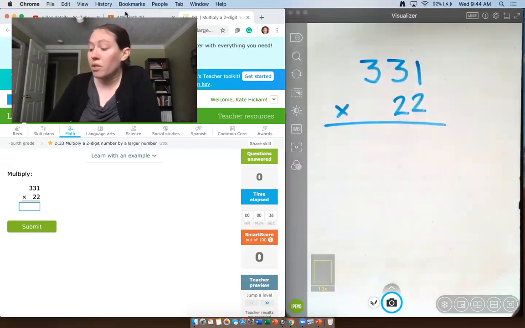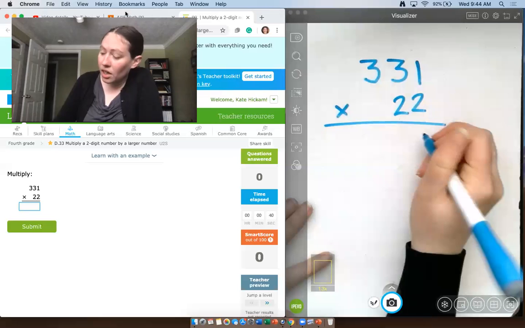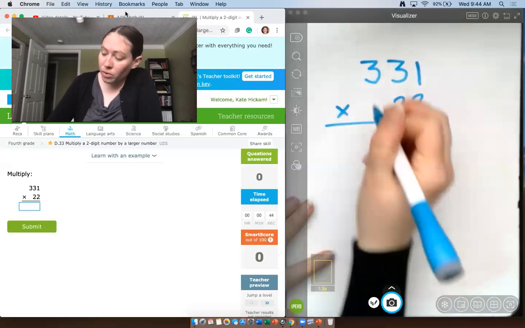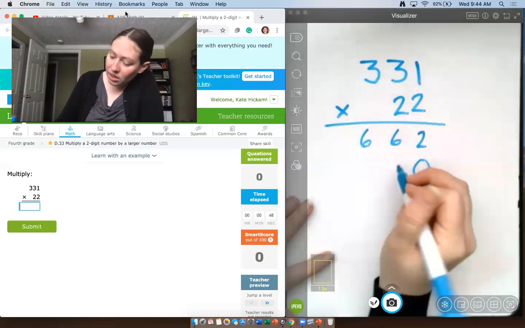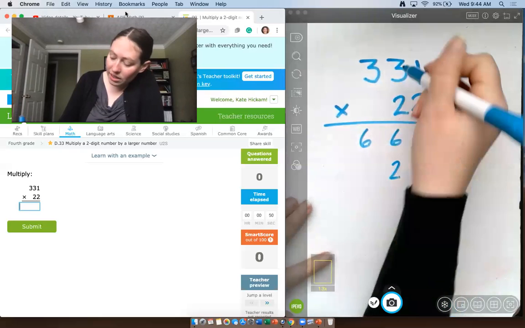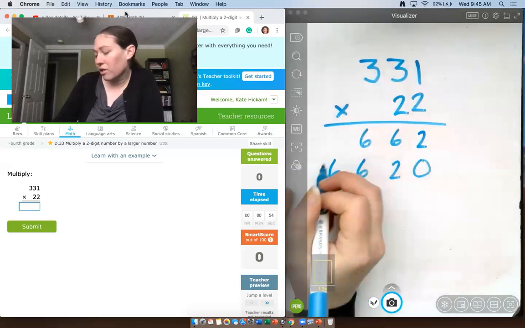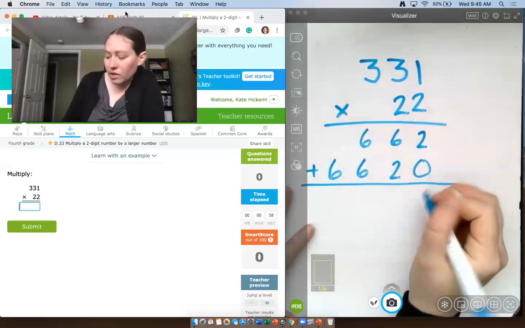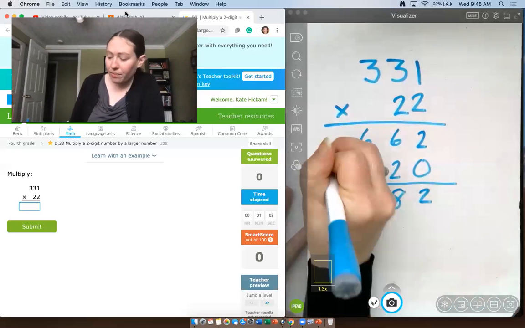So 2 times 1 is 2. 2 times 3 is 6. 2 times 3 is 6. 0. 2 times 1 is 2. 2 times 3 is 6. 2 times 3 is 6. Add, and then we go through. So 2, 8, 12, so write the 2, carry the 1. 1 plus 6 is 7.